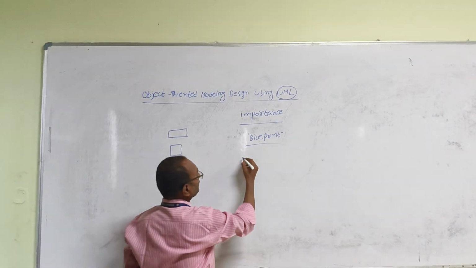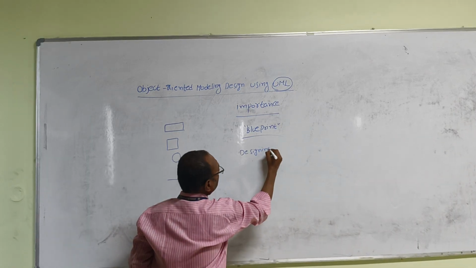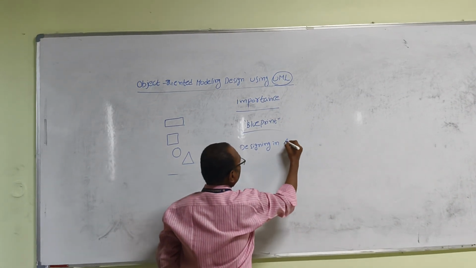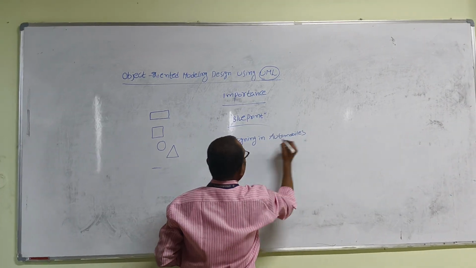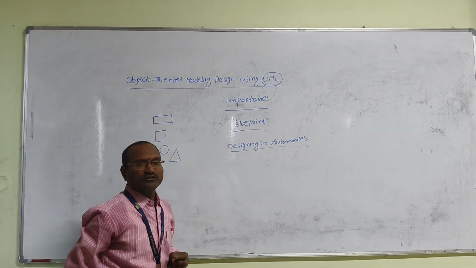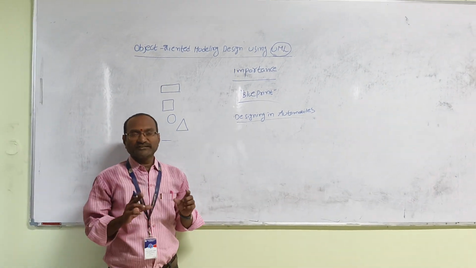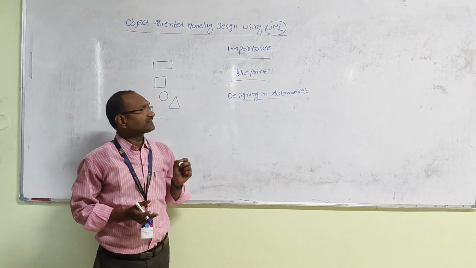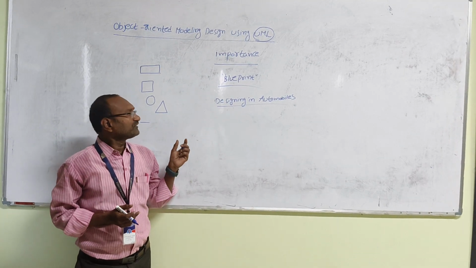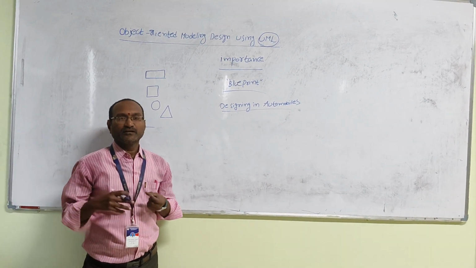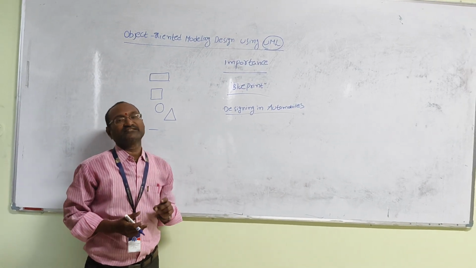And another one is designing in the automobile industry. In automobiles also, different types of models or designs are available, but all types of designs and models are constructed or designed using UML design. So nowadays the mobile industry is a very famous and popular technology industry also.